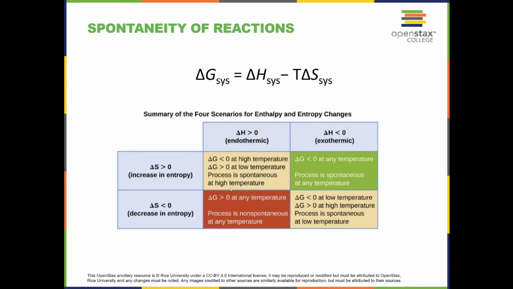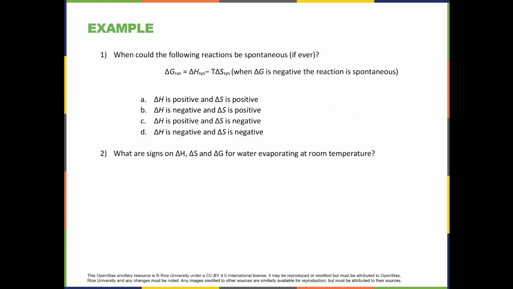Sometimes the high temperature might be higher than could practically be obtained, or sometimes the low temperature would be close to absolute zero. I'm not saying that's exactly the case, but these are relative terms. There's no absolute value of high and low temperature. But if we have an increase in entropy and something is endothermic, then we're going to have spontaneity at high temperatures. If we have a decrease in entropy and something is exothermic, we're going to have spontaneity at low temperatures. So let's look at an example here where we do exactly this.